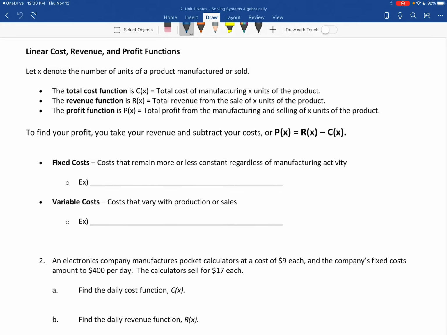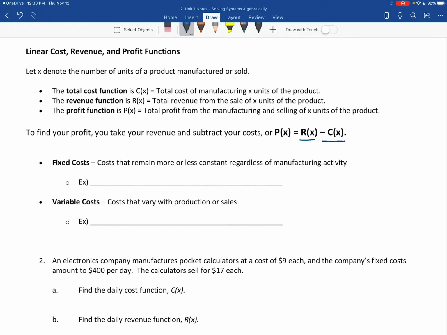Okay, so one application problem that we can do with our linear equations and linear systems is the cost, revenue, and profit ideas. So if you have X denoting the number of units of a product manufactured or sold, we can create a cost function, C of X, a revenue function, R of X, and a profit function, P of X. One thing that we have to be careful about is that revenue and profit are not the same thing. Revenue is the money that you bring in from selling your product, but to calculate profit, you have to take that revenue and subtract out the costs.